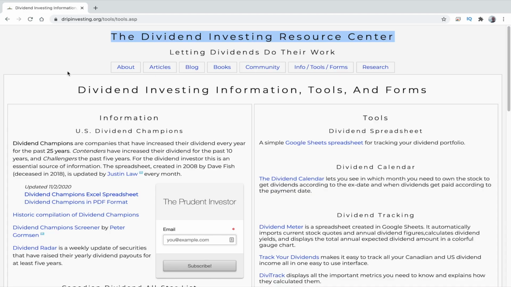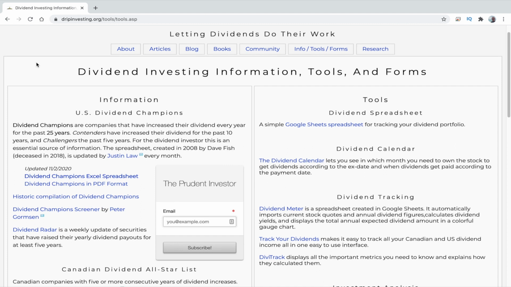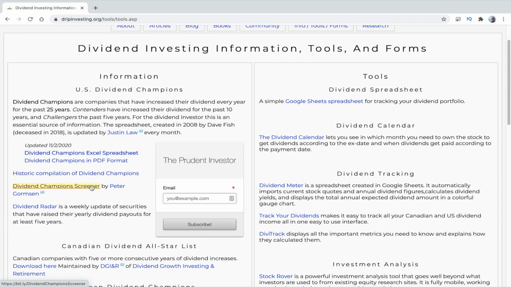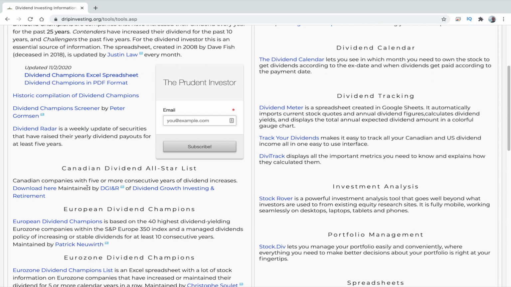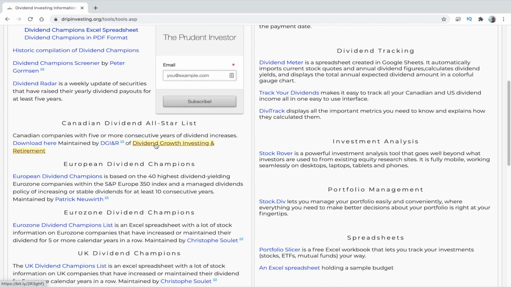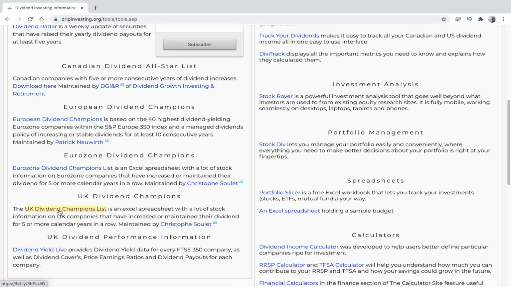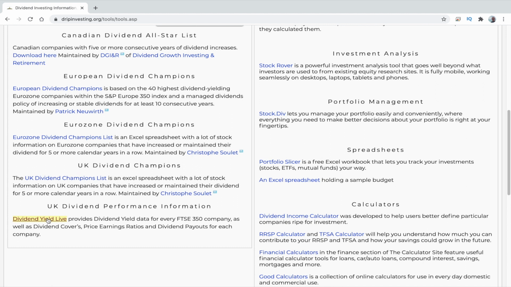So I'm pointing out a site here that has all of these spreadsheets for different markets around the world that are sort of collected in one place. So depending on where you are, if you're in the US, if you're in Europe, if you're Canadian, then there are different country-specific flavors of these kinds of spreadsheets that are all linked here in one place. I'll put a link to this site down in the description so that you can check it out.